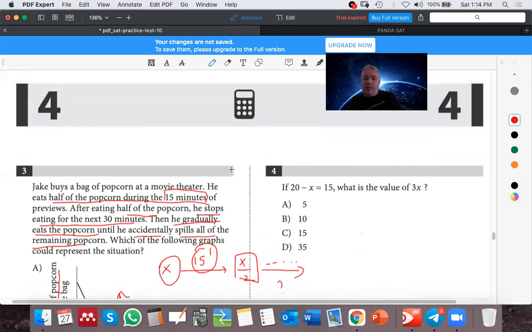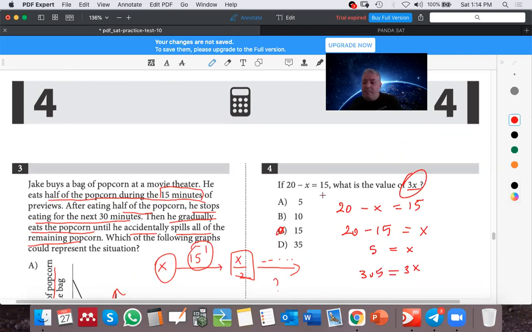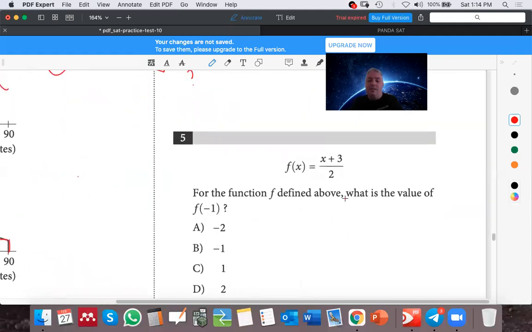Okay, question number 4. If 20 minus x is 15, what is 3x? It's a very simple question, you know. You can say that 20 minus x is 15. So 20 minus 15 is x. So 20 minus 15 is 5, so x is 5. You want to find 3x. So 3x will be 3 times 5, which is 15. So the answer is finished. Okay, I think it's so simple. No need to discuss this. Even this question is very simple.